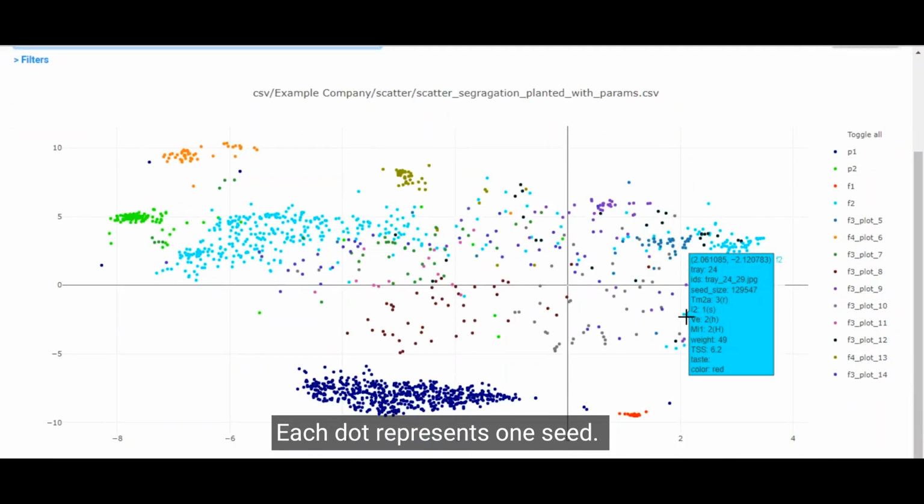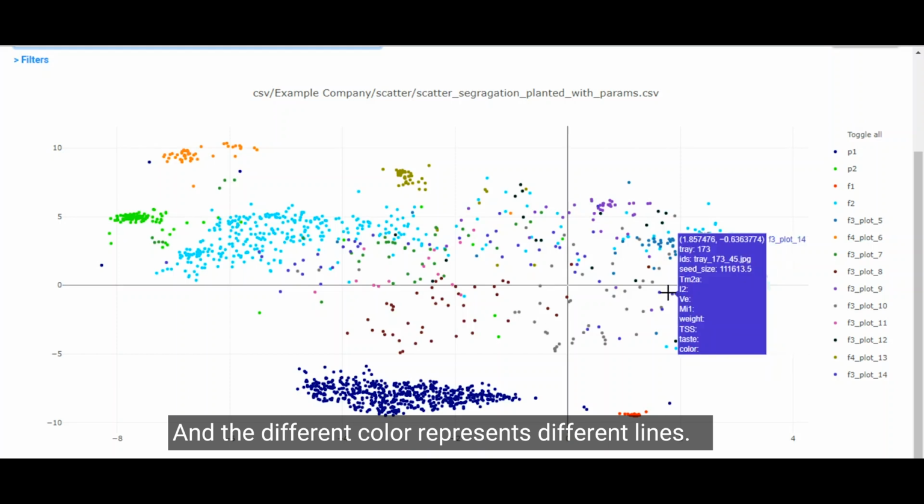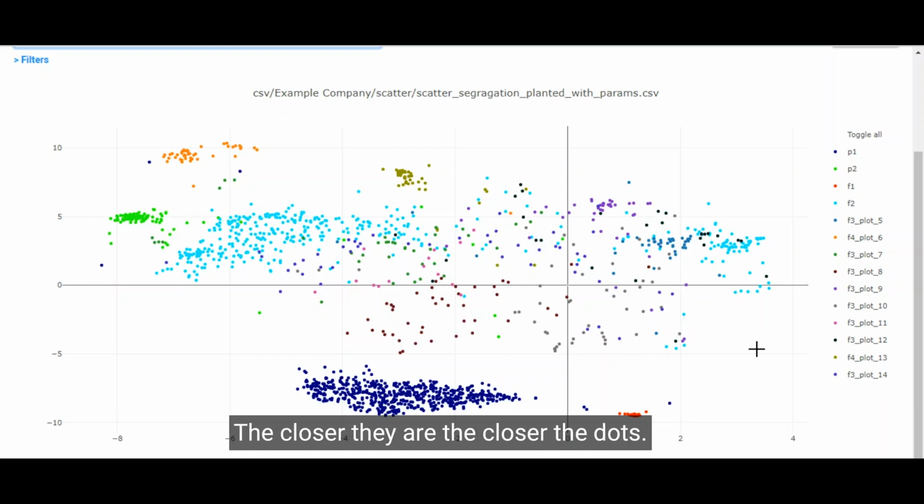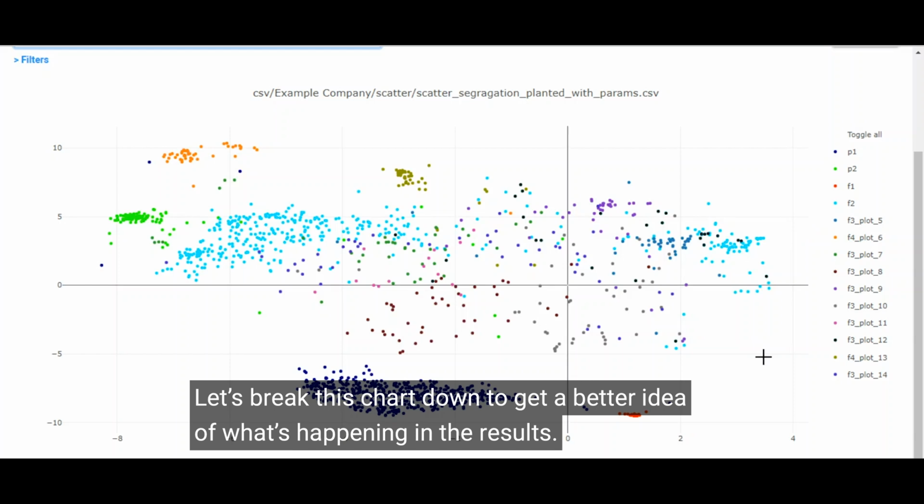Each dot represents one seed, and the different colors represent different lines. The scale in the scheme represents the overall distance between the dots. The closer they are, the closer the dots. Let's break this chart down to get a better idea of what's happening in the results.